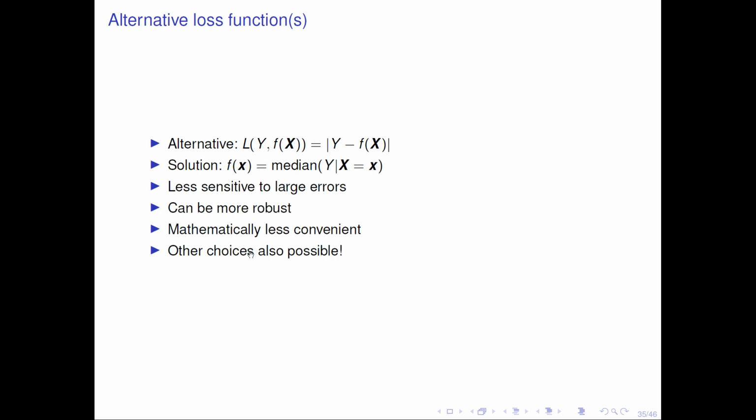But it is mathematically less convenient in that if you try to go through this derivation and actually show that this median is the optimal thing, then it's a bit more tricky. So that's one reason why this loss, squared error loss has been quite popular. It gives more mathematical convenient results, and also it still is reasonable.